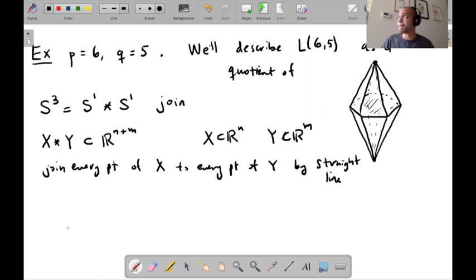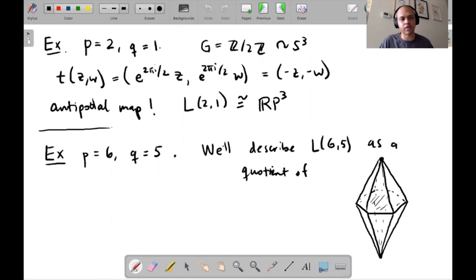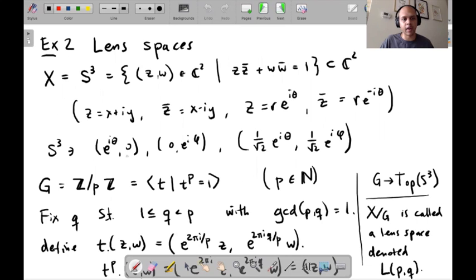Let me do an example which is lower dimensional. This example is a little hard to view, but by the way, these two circles in this example are exactly the circles that I was describing here. So here you have a copy of S1, and here's a second copy of S1 sitting inside the three-sphere. And the claim is that you can think of the three-sphere as the join of these two subspaces.